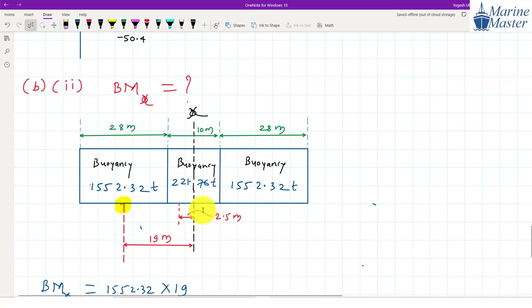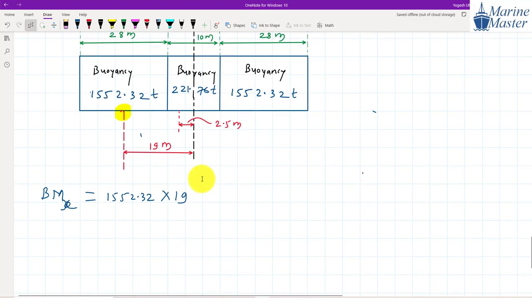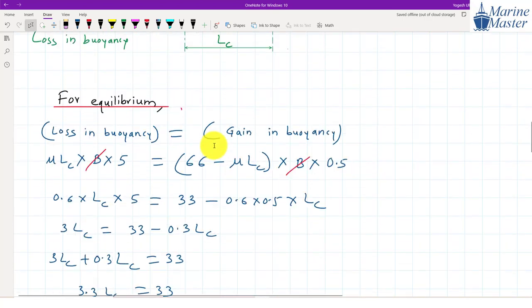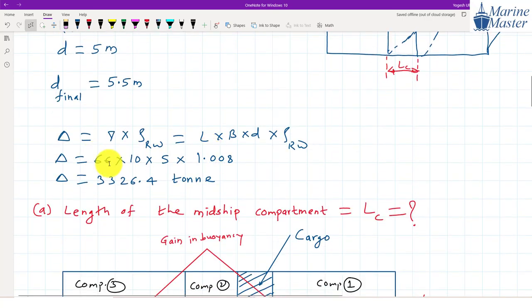But we have to see only half the effect, only on one side. So the effect on that side will be what? 221.76 divided by 2 and multiplied by what? 2.5.